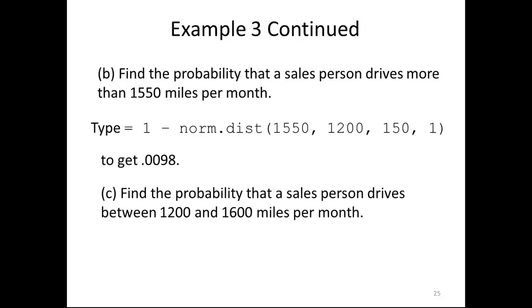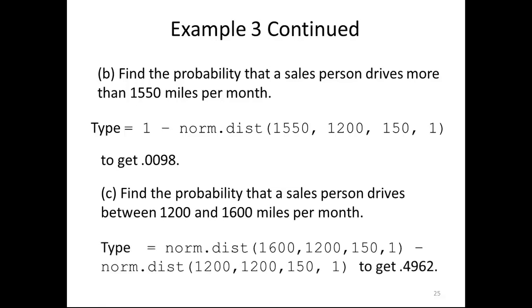If we want to know what's the chance that the person drives between two numbers, just like before, we take the bigger number first. So which number of these two is bigger? The 1600. We find norm dist of that. So it'd be 1600, and then again mean, standard deviation 1. And then we're going to repeat the same thing with 1200, mean, standard deviation 1, and then we're just going to subtract. And so in Excel you can either type it as one big command, or you can type each one and then just in another cell just click equal and just subtract the two.